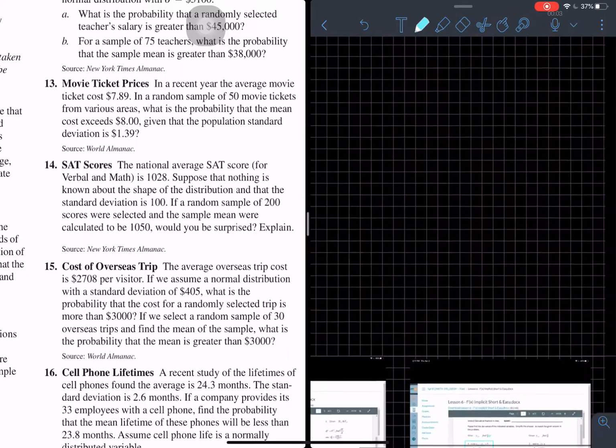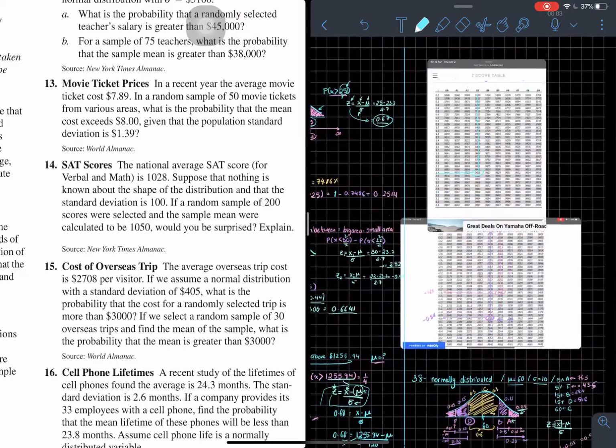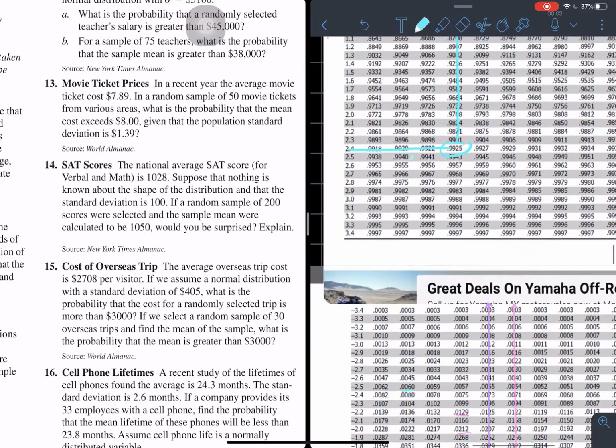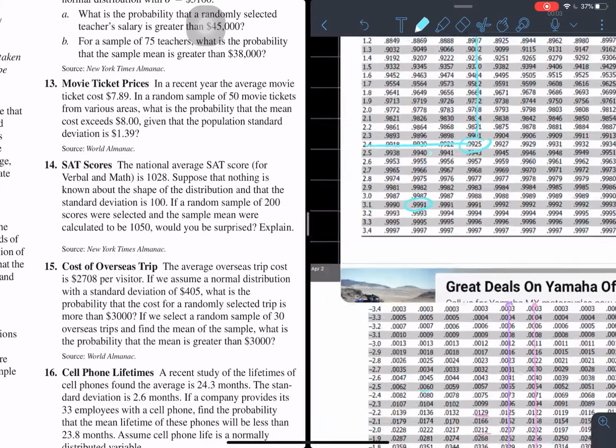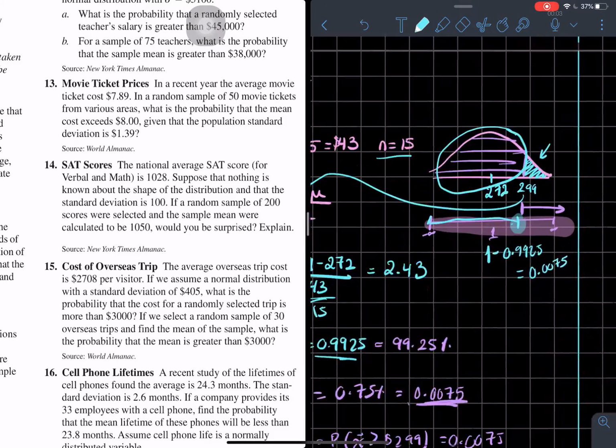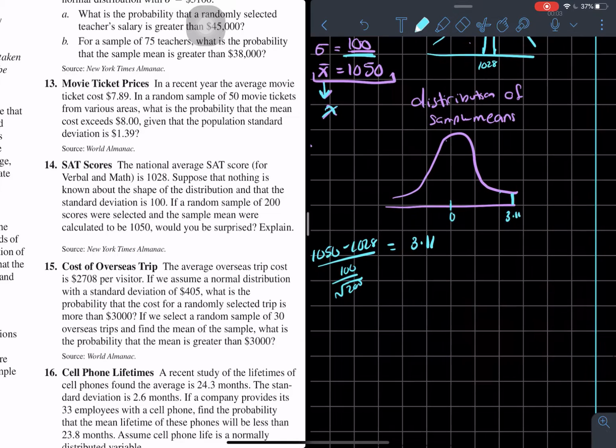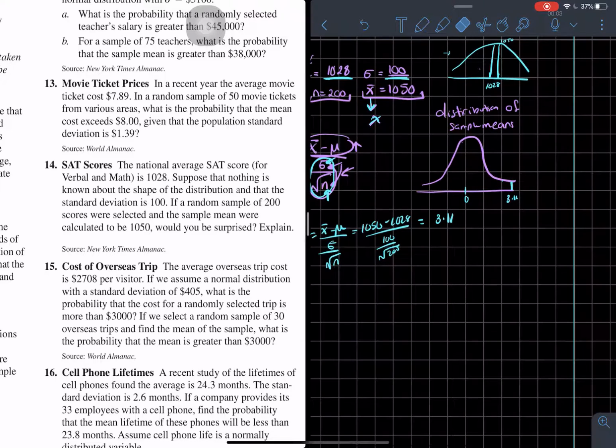Sorry, there's a lot of writing. For 3.11, this is 3.10, this is 3.11 right here. So it's going to be 3 9s and a 1. So basically the probability that I have anything smaller than that, all this area right here, is 0.9991. So the probability of me getting anything bigger is really, really small.